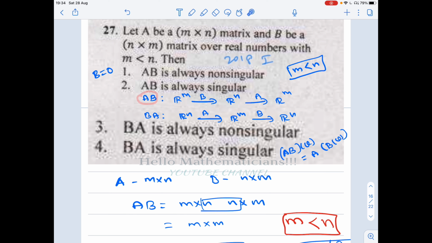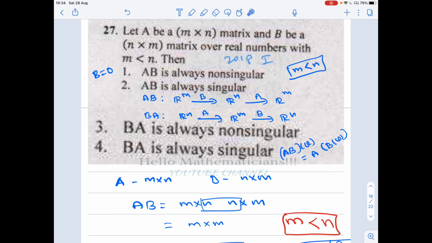So now for AB, we are going to apply B first. B is an n by m matrix, so it is a linear transformation from R power m to R power n. Always remember it goes the other way. Then A is an m by n matrix, so it is a linear transformation from R power n to R power m. Together, AB is a linear transformation from R power m to R power m, but it is going through R power n. Similarly, BA is a linear transformation from R power n to R power n. In between, it goes to R power m and then comes back to R power n.